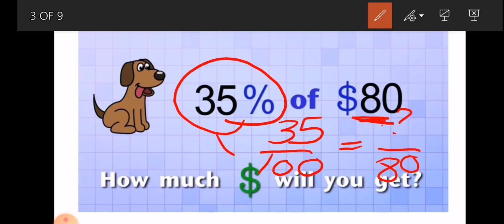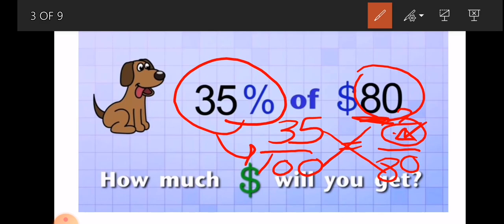So 35% means 35 over 100. The 35 over 100 is equal to what of the 80? It means that the 80 is the whole or the total number, and I want to find the part which is equal to 35%. How to find it? We said before that I can make cross multiplication, so we can get how many from the 80 is 35%. Okay.